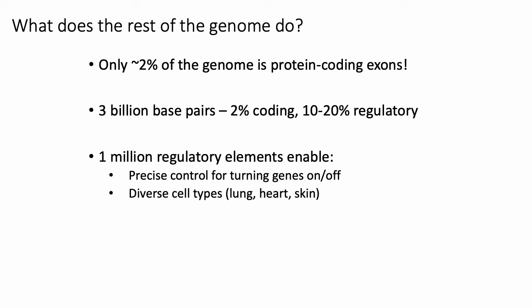Those regulatory elements include things like promoters, enhancers, insulators, non-coding genes, and other types of elements. Those elements are obviously involved in precise control of gene expression, as well as in helping dictate which genes should be turned on and off to then further define and distinguish the different types of cells in the human body.